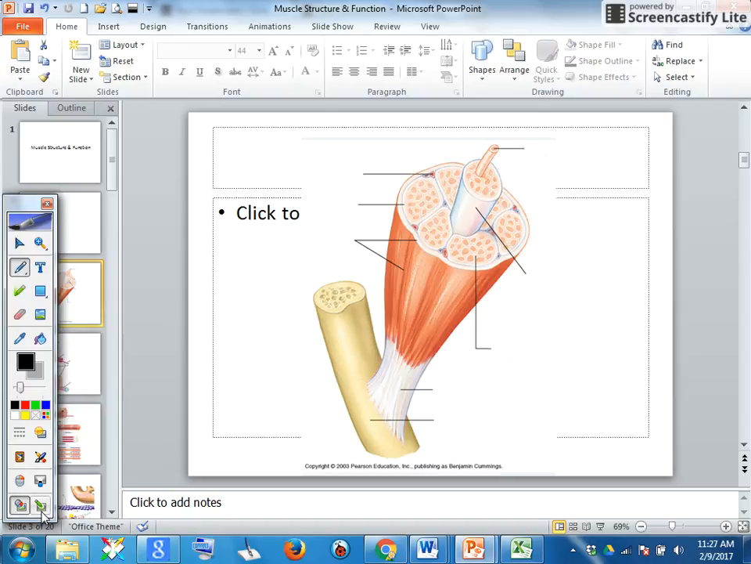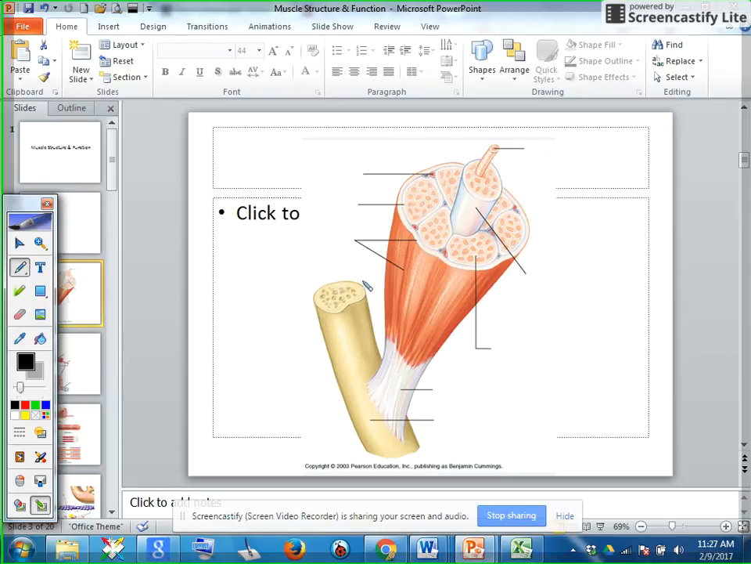So here we have a whole muscle. This is the bone that it is attached to, and the muscle is attached to the bone by a tendon. The tendon we already have labeled is the Achilles tendon or the calcaneal tendon that attaches your calf muscle to your heel, attaches your gastrocnemius to your calcaneus. All right, this whole thing is a muscle.